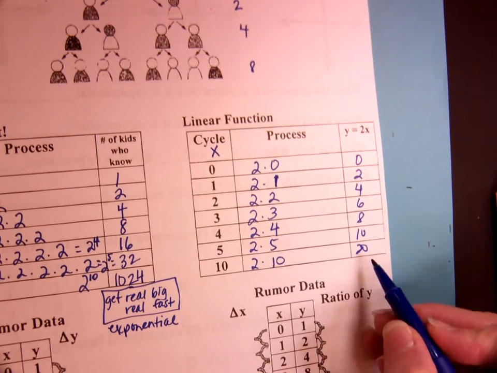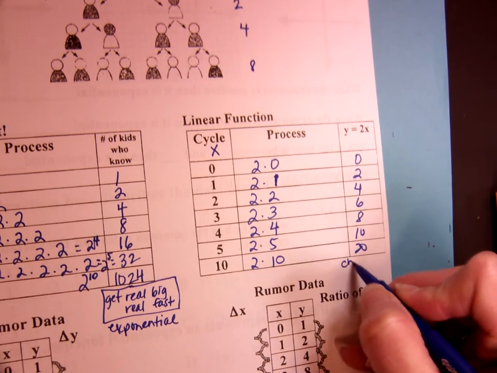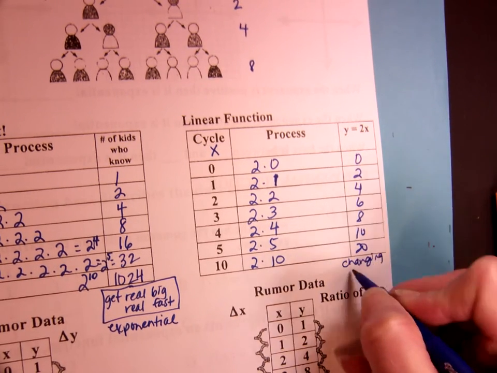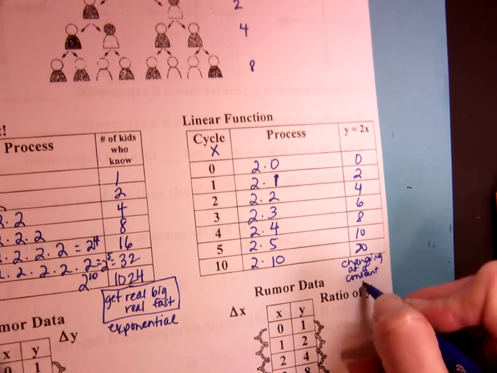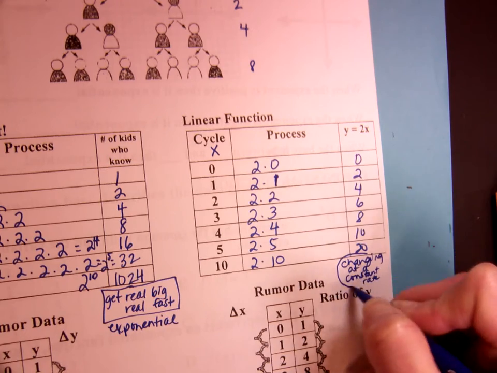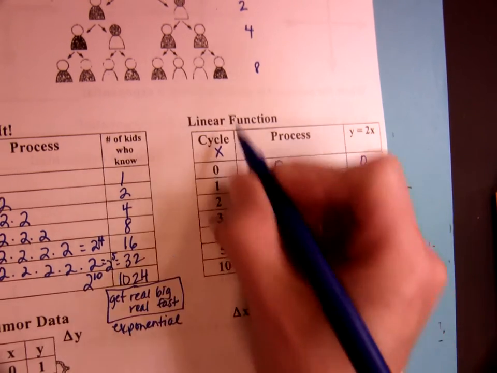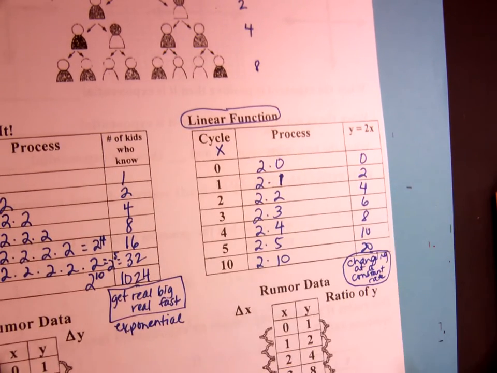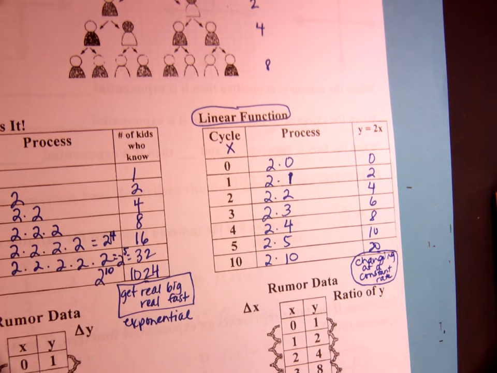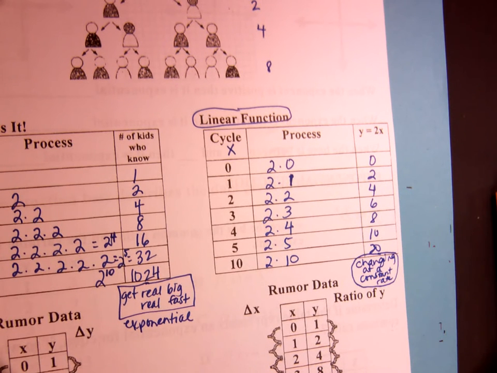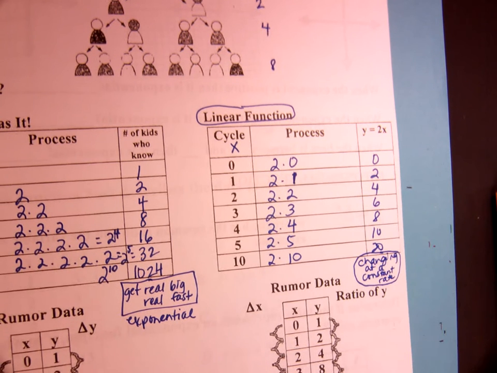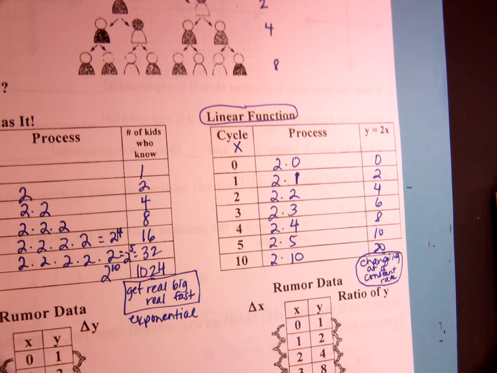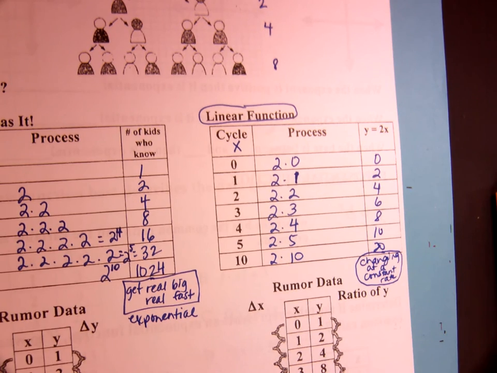First of all, let's go back to the linear function. Let's write down changing at a constant rate. This was linear. It was changing at a constant rate. A linear function changes at a constant rate, where an exponential function gets real big real fast. All right, so we're just going to take that linear function and put it on the back burner for now, and we're just going to look at that rumor data, okay?